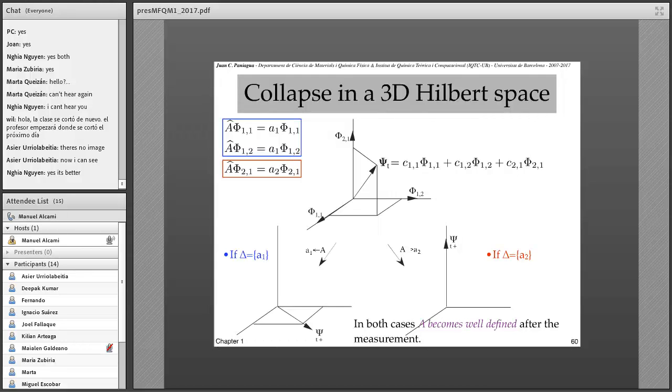Let's consider a simple case of a three-dimensional Hilbert space. As in the previous class, we assume that we have a system in a pure state and that we are measuring some property A that has two eigenvalues, A1 and A2. The first one is a doubly degenerate eigenvalue. So there are two eigenvectors with that eigenvalue that are represented as the basis of the horizontal plane, and the second eigenvalue has an eigenvector which is here drawn in the vertical axis.